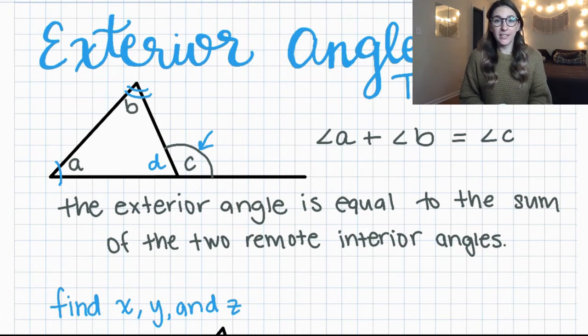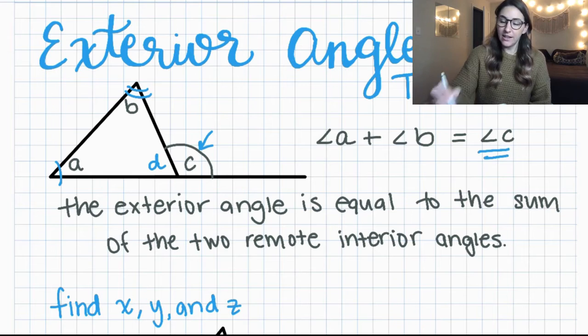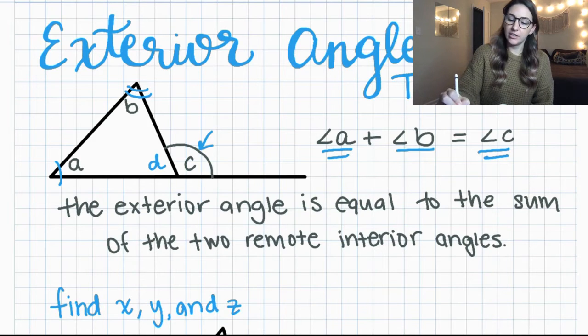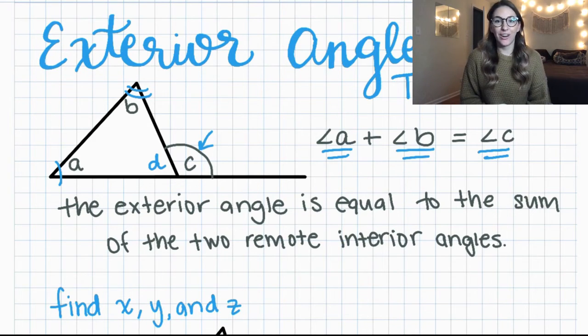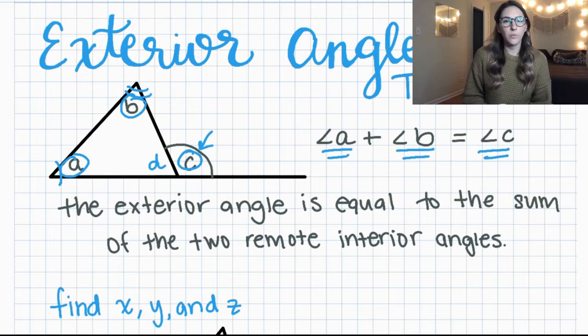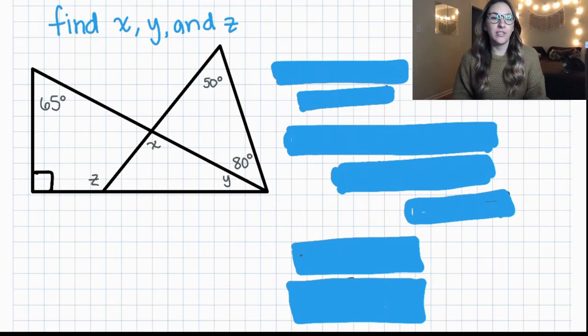So to repeat, the exterior angle theorem says that the exterior angle, or C, in this diagram is equal to the sum of the two remote interior angles, which in this case are A and B. So let's go ahead and apply this theorem to solve for some missing angles as well as to solve for some variables in an algebraic expression. So in this first example, we need to solve for x, y, and z.